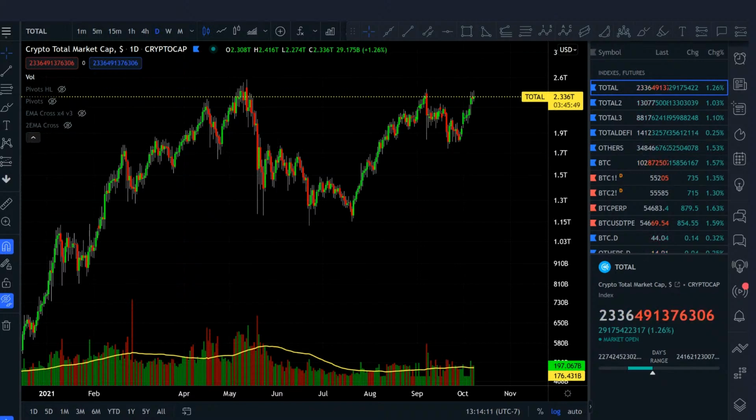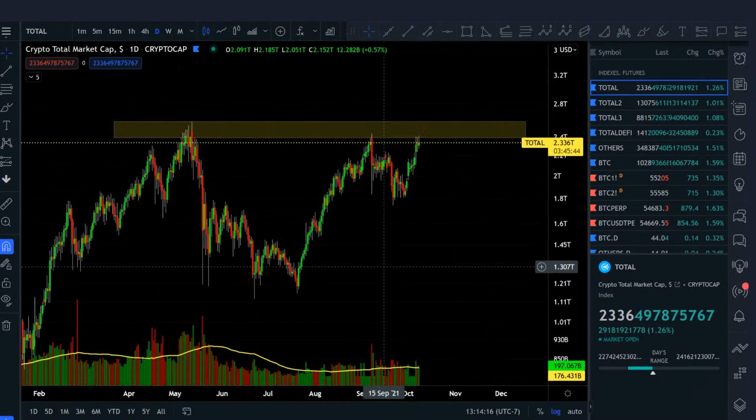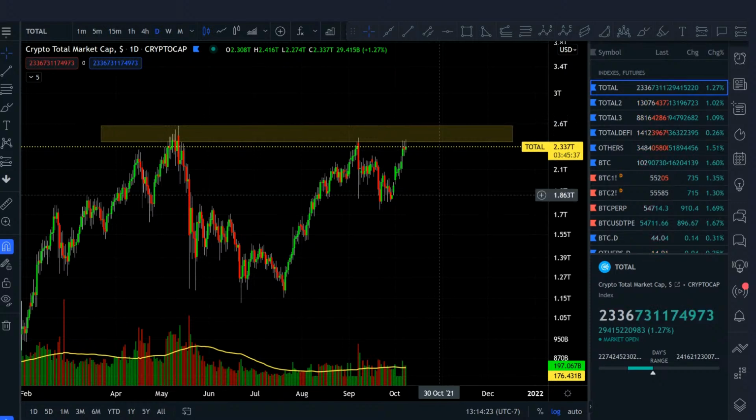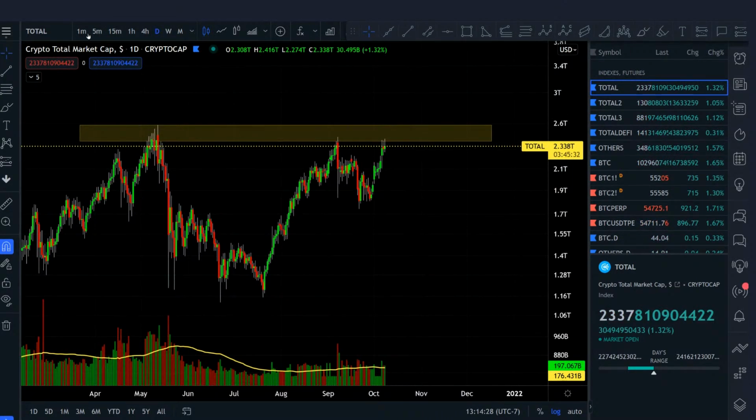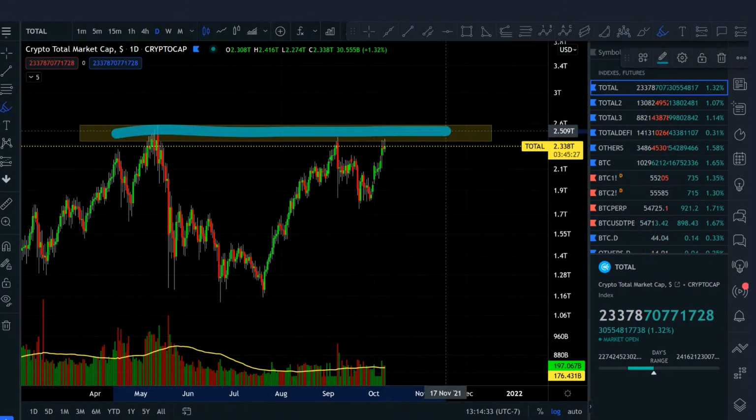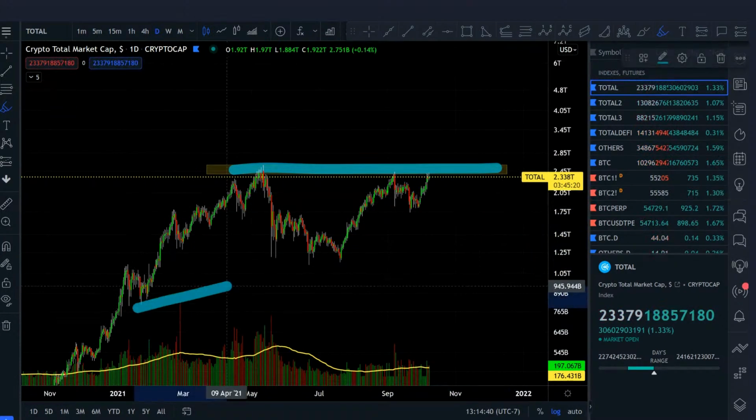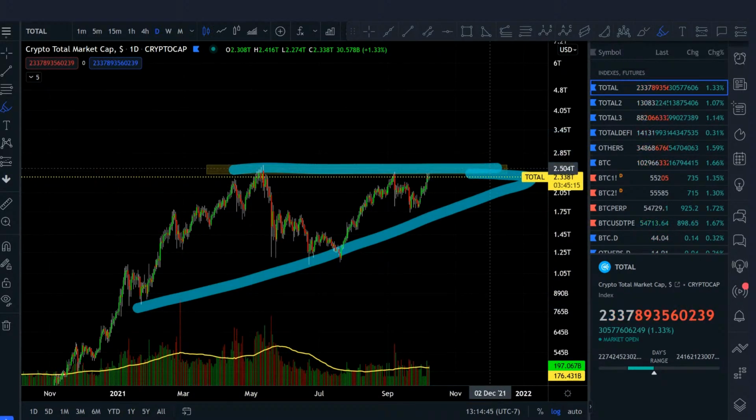TOTAL, Crypto Market Cap Index. Before we even turn on any indicators, always remember we have the resistance up here, 2.39 trillion to 2.57 trillion. I'm going to keep repeating that because until this resistance is broken, it's still a ceiling for now. We would need to see the official breakout to actually call it.